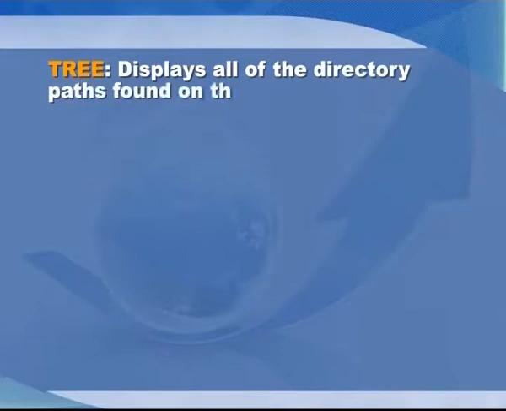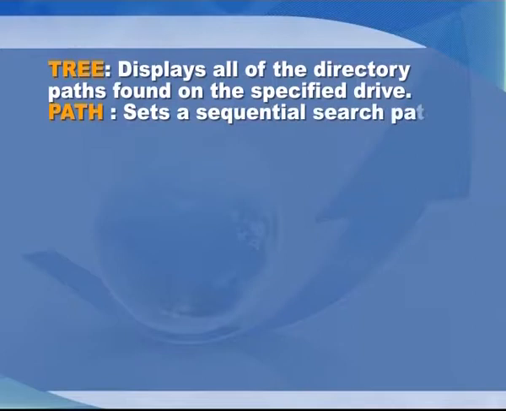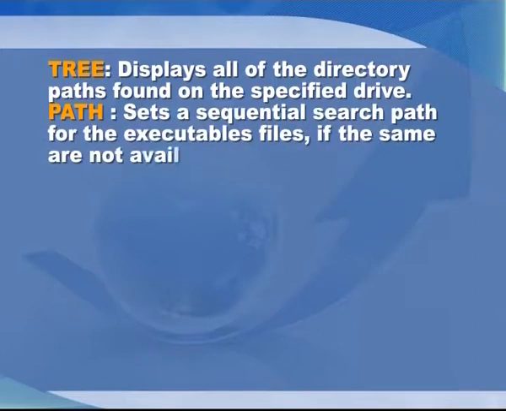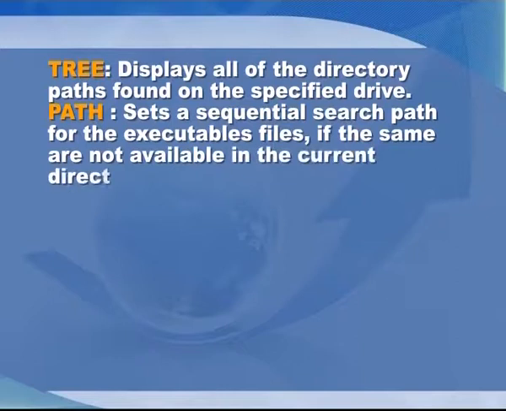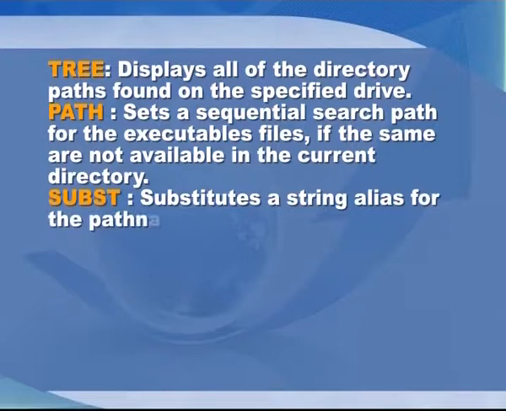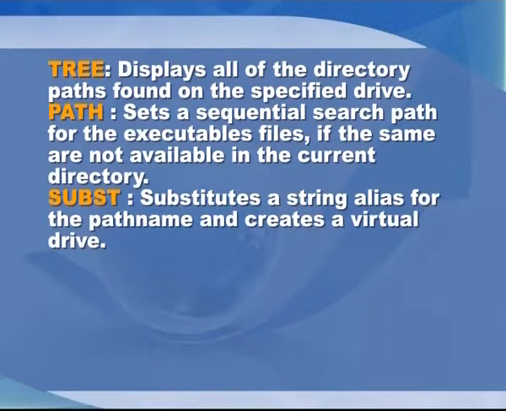Tree displays all of the directory paths found on the specified drive. Path sets a sequential search path for the executable files if the same are not available in the current directory. subst substitutes a string alias for the path name and creates a virtual drive.